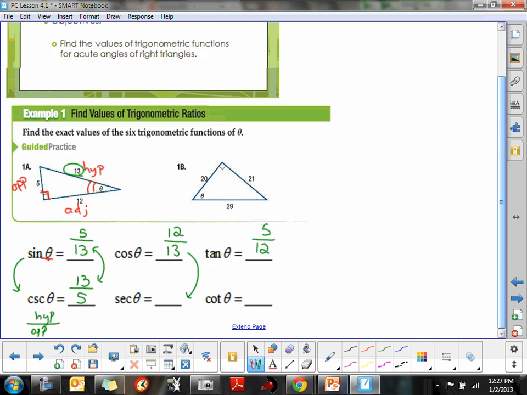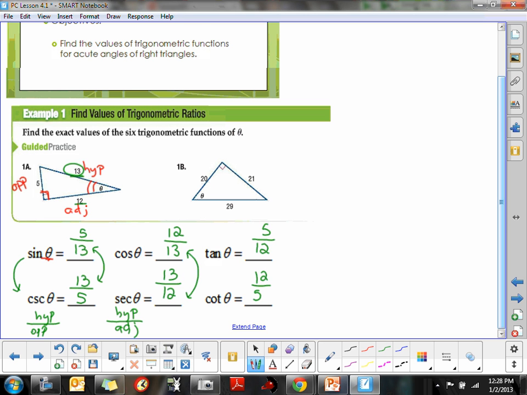Same idea for the cosine and secant. The secant is the reciprocal of the cosine, so I can simply write 13 over 12. And if you think about your definition, it is always the hypotenuse over the adjacent leg. So if you go back up to your triangle and apply those ideas, the hypotenuse is 13 and the adjacent leg is 12. And finally, the cotangent is the reciprocal of the tangent, so that is 12 divided by 5.